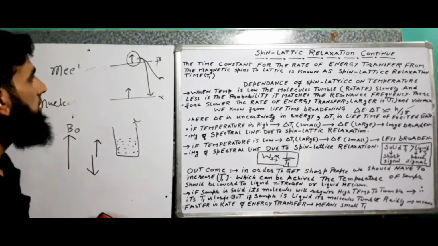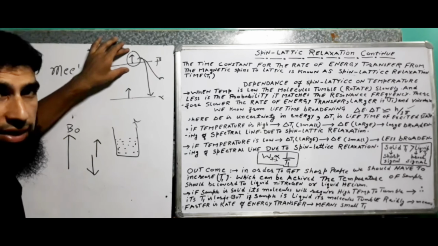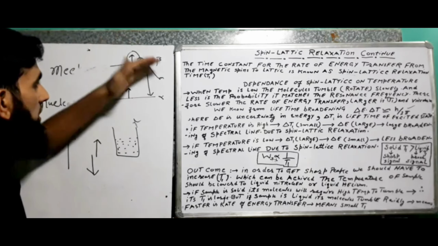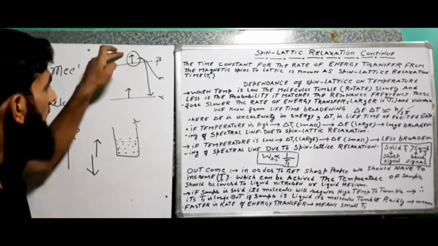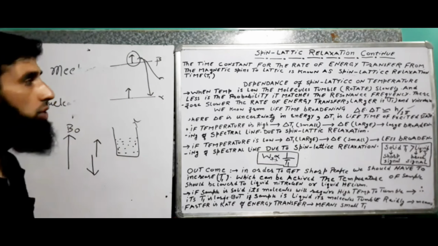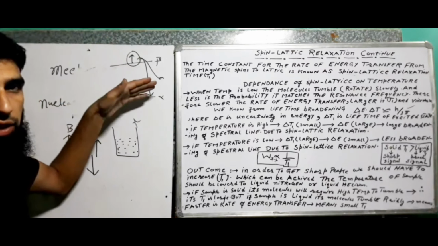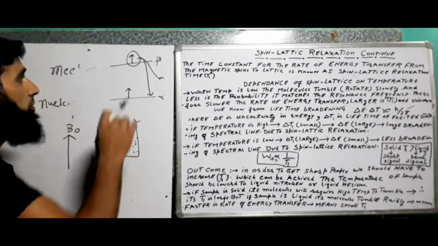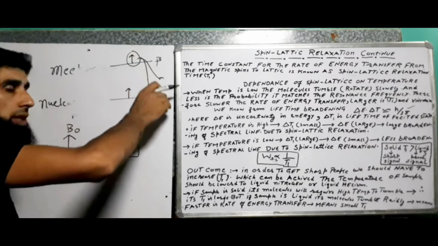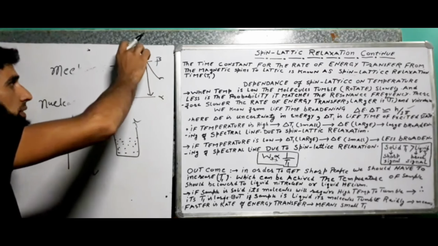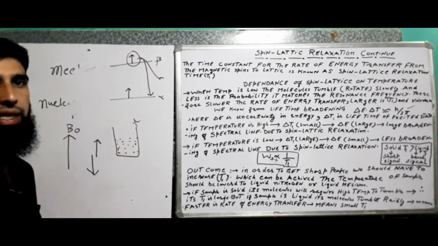Suppose there are two cases. If the spin state spends a large time in the excited state, that means it will not easily impart its energy to the lattice. That means it will take time to relax from higher energy state to lower energy state. We call this situation a large spin lattice relaxation time. Now, if the spin state relaxes faster into the lower energy state and the energy transfer is faster, that means it will take less time to relax from higher energy state to lower energy state. We call this situation a less spin lattice relaxation time.